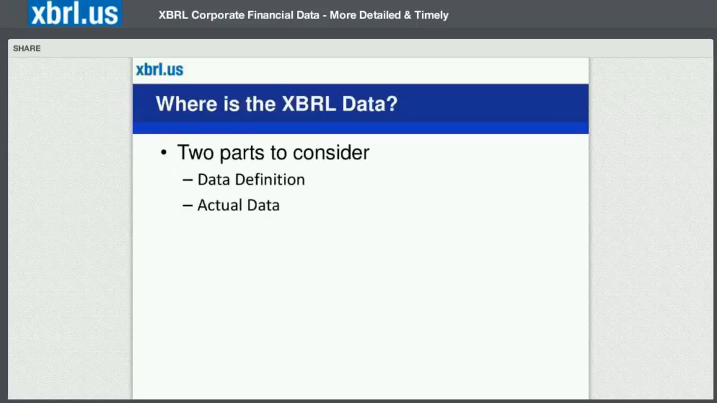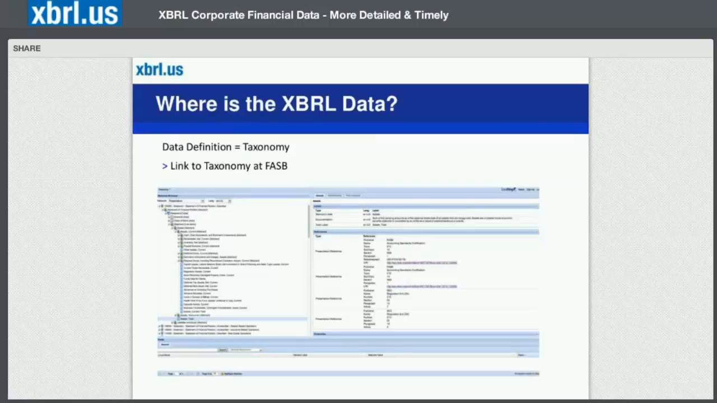So where is the XBRL data? We talk about it, where do I get it? I just wanted to walk through that, just so you understand what's involved. How do I start today? There are two types of data available, like in a traditional data world. There's the actual data itself, and then there's the data definition. What is the data? Let's talk about the data definition first.